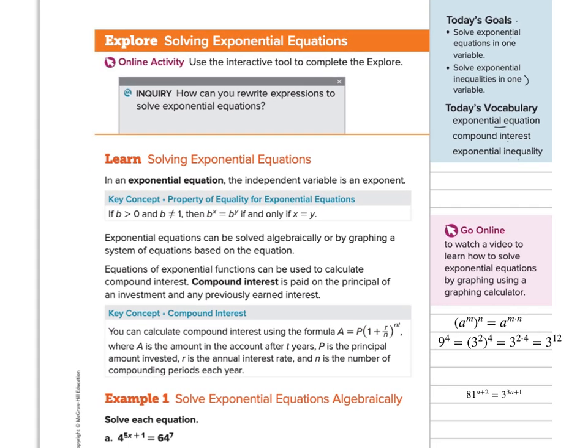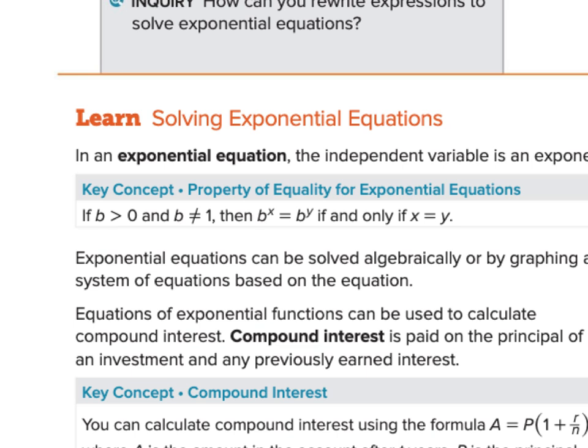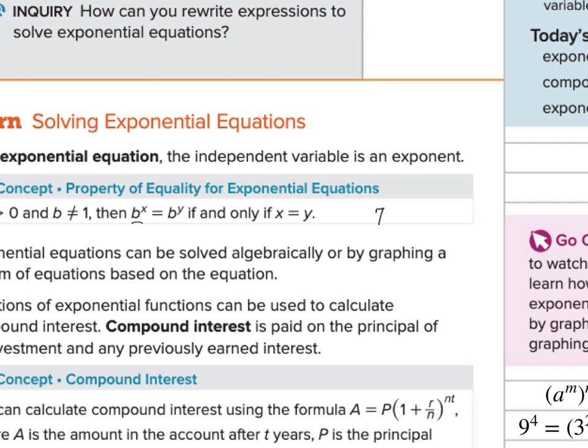Exponential equation: the independent variable is an exponent. So the property of equality for exponential equations is telling me that b to the x power is equal to b to the y power if and only if x and y are equal. Thinking about that with a number, if I had 7 to the first power equals 7 to some number, in order for those to be equal, many people would say x is 1, right? 7 to the first power is 7. So x has got to be equal to 1.